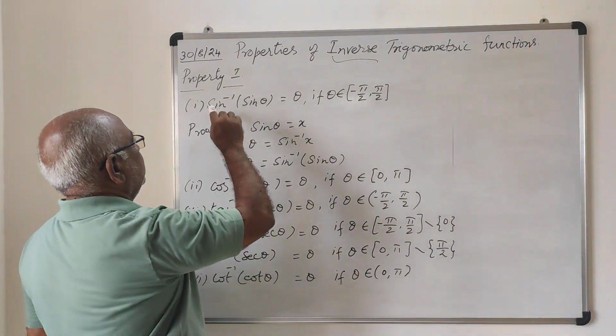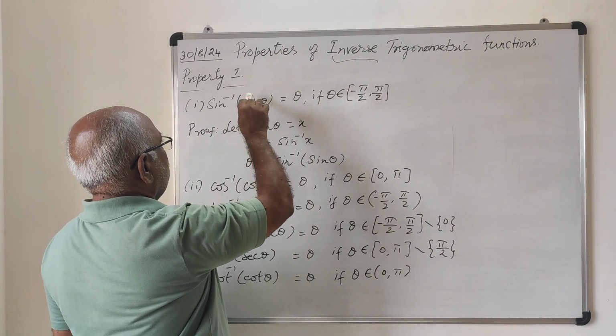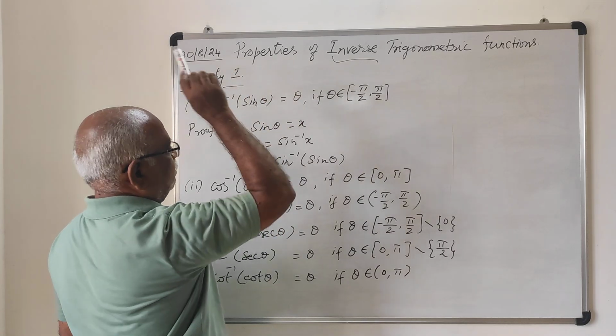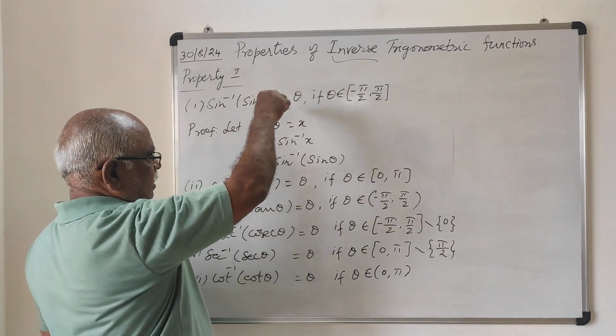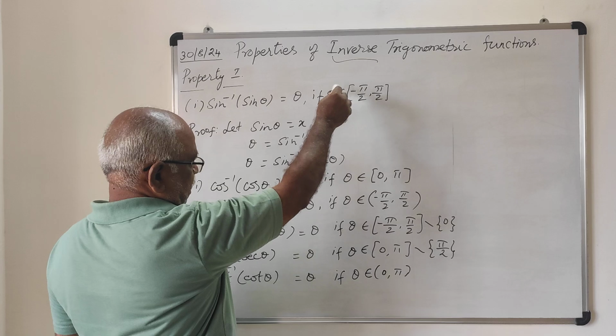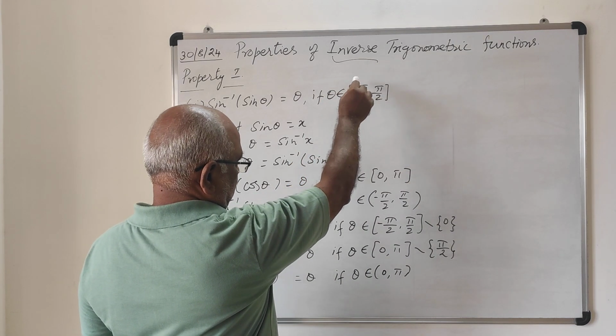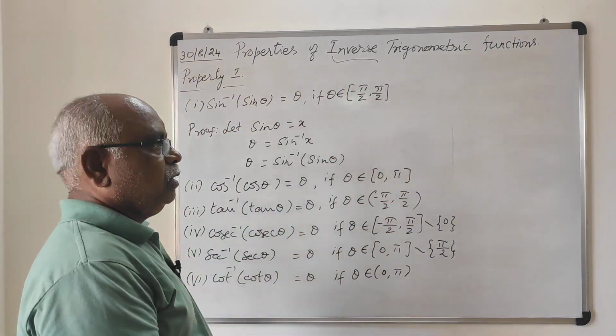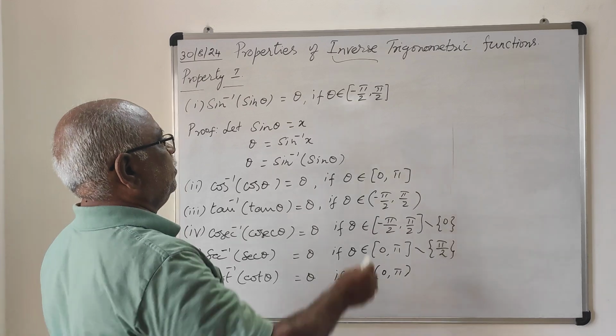First property, result 1: sin inverse of sin theta equal to theta, if theta belongs to the closed interval minus pi by 2 to pi by 2. That is, the domain of theta is minus pi by 2 to pi by 2.